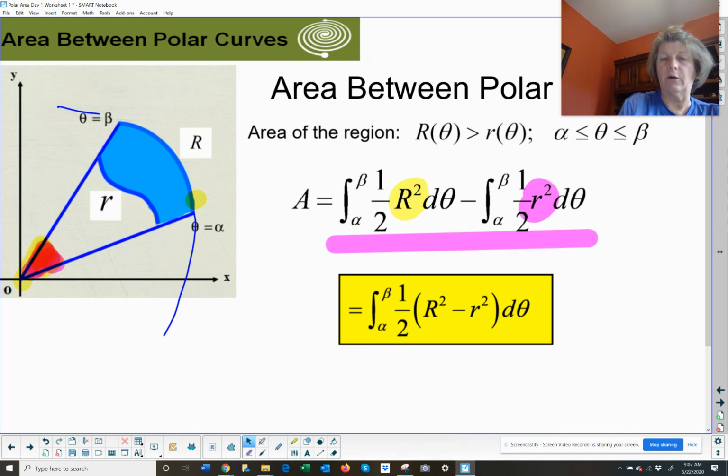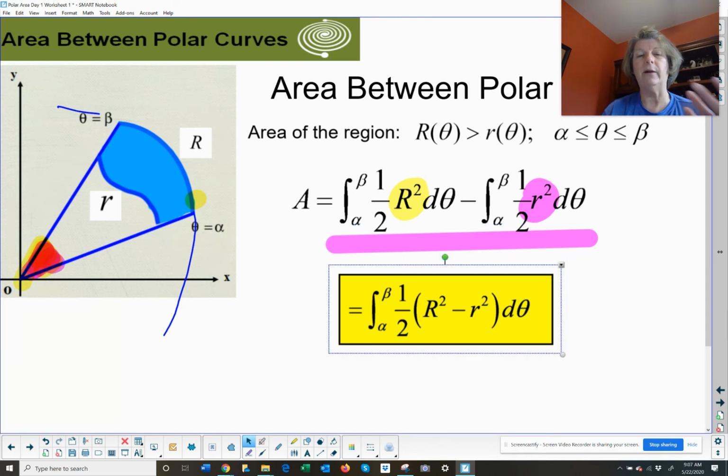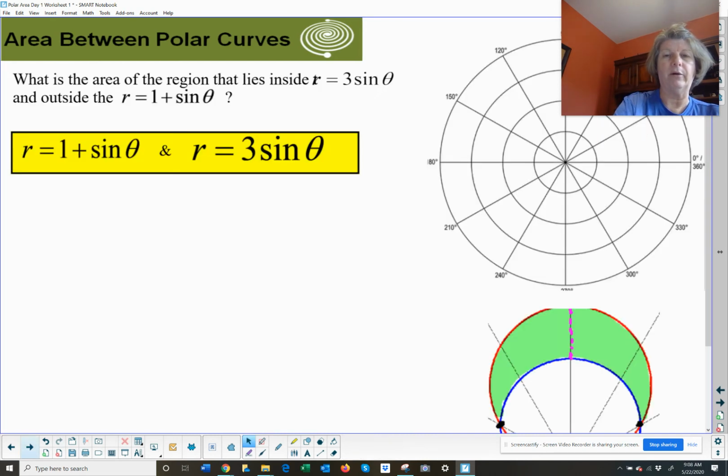If you'd rather throw it together instead of having 2 integrals, you can put it together and say big R squared minus little r squared, which is very much like Washer method to us when we were doing rectangular volume of revolution. So it might be somewhat easy to remember. This one says, what is the area of the region that lies inside r equals 3 sine theta, and outside the region r equals 1 sine theta.